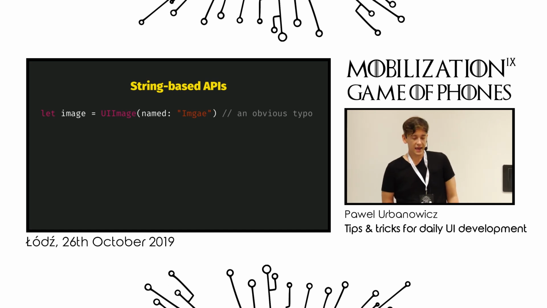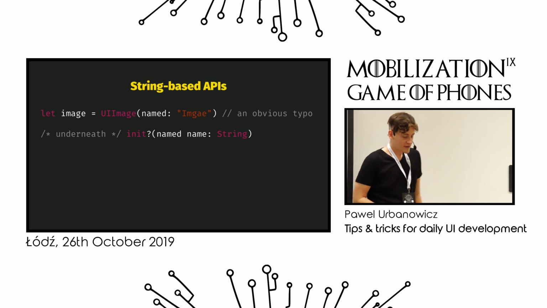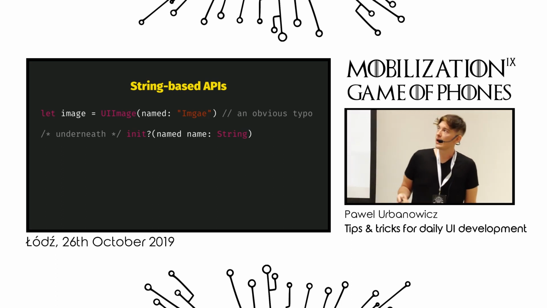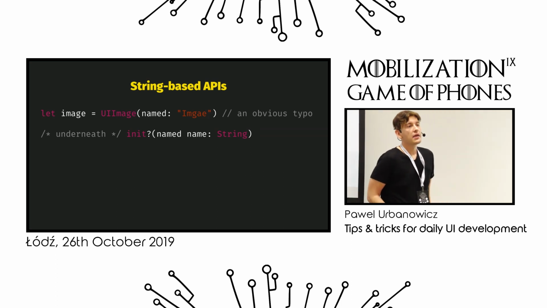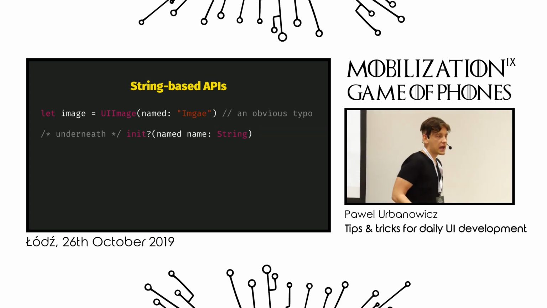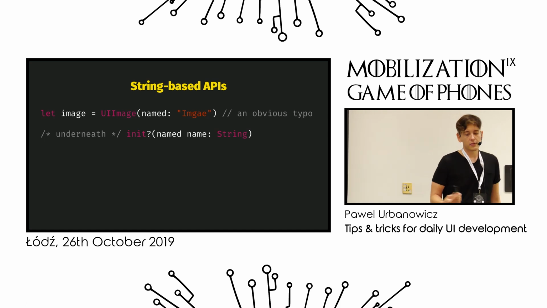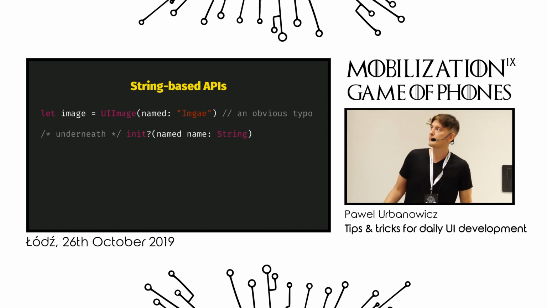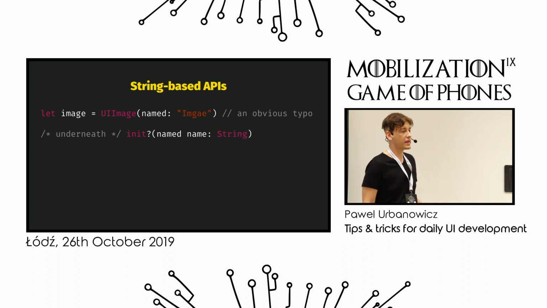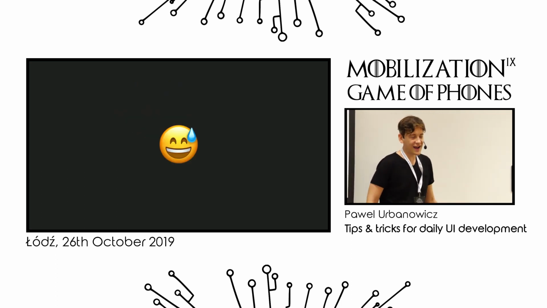Actually, in this case, nothing bad happens, because underneath this implementation of UIImage named, we have an initializer which returns an optional value. So either I'm going to get a value or a nil. So unless I force unwrap, I'm safe. Nothing bad happens. Maybe I will get the image, maybe not, but anyway, right?